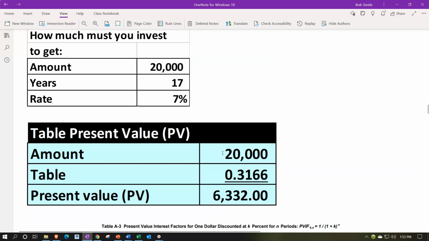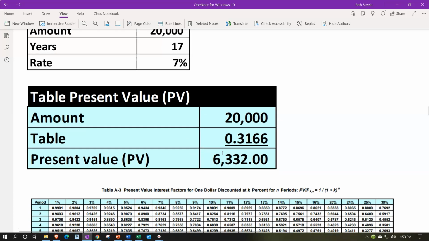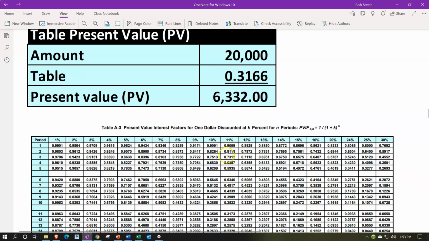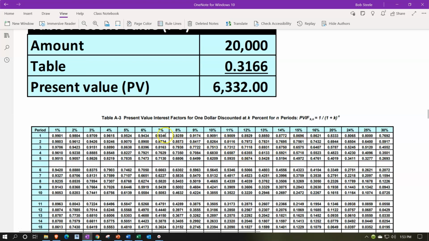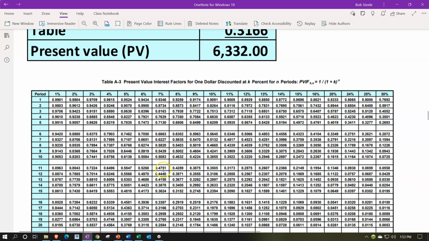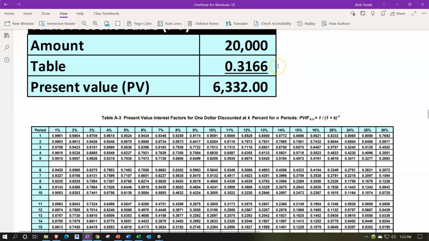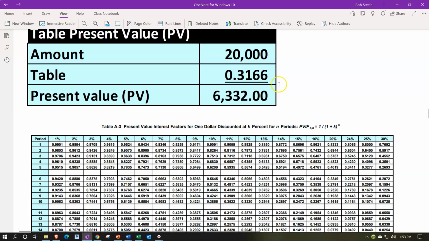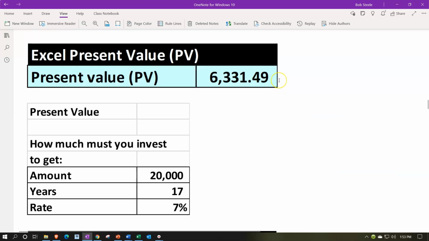Let's take a look at it in terms of the table time. Same thing, table time now. 17 and 7%, so 7%, 17 years. So there's the 7%. 17 years would be down here at the 0.3166. So there's the 0.3166, 20,000 times the 0.3166 gives us the 6332. Slightly different than the same calculation we did up here because the tables are rounded to 4 digits.